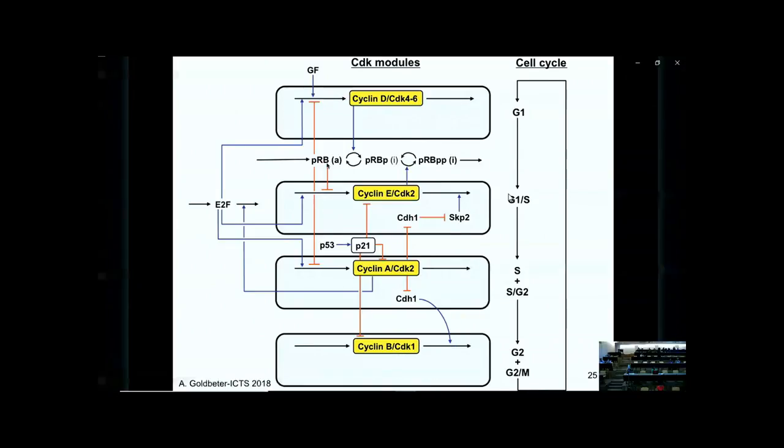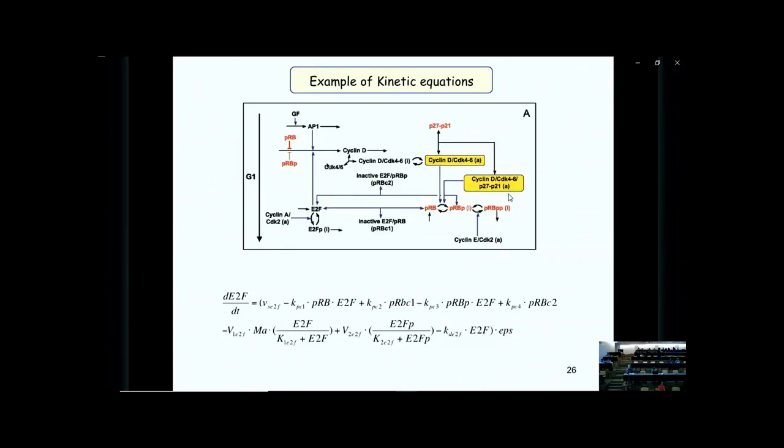Okay. So how will this scheme behave in time? First of all, what are the types of kinetic equation? By the way, what I show here in panel A is a detailed version of module number 1, cyclin D, CDK4/6. And you see that it's more complex, but it involves regulation by P27 and P21, and the effect of E2F and of PRB.